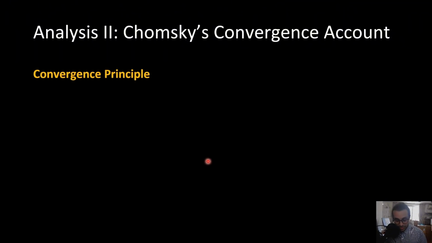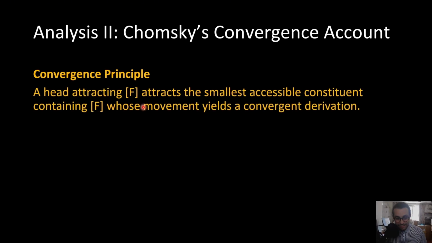First, we need to look at this principle as it is mentioned verbatim in the textbooks. A head attracting F attracts the smallest accessible constituent containing F, whose movement yields a convergent derivation. In plain language, what this means is, the C has an EPP feature, extended projection principle feature, as well as a WH feature. That head attracts the WH-carrying element, in this case the WH word, to the specifier position of the CP. So that attraction or that operation needs to yield a convergent derivation. What does that mean? Convergent means grammatical, acceptable. That's pretty much what it is.